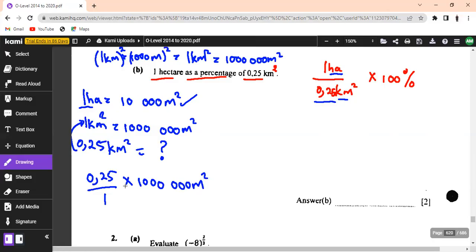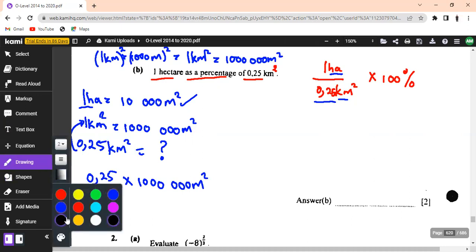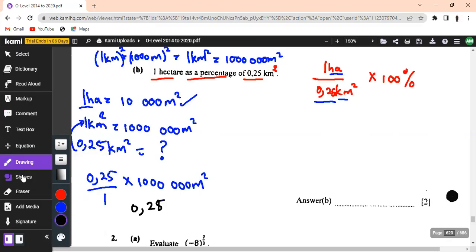Okay. Multiplying by 1 million simply means you're moving what? 6 commas to the right. That is to the right in this case. So let's just have it here and see what you're going to have at the end. It's 0.25. So this is 0.25 here. All right, so that's a 5. And if we multiply by 1 million, we are simply saying, let's move how many commas? 6 commas to the right. So it's going to be 1 here, 2, 3, 4, 5, 6 to the right.